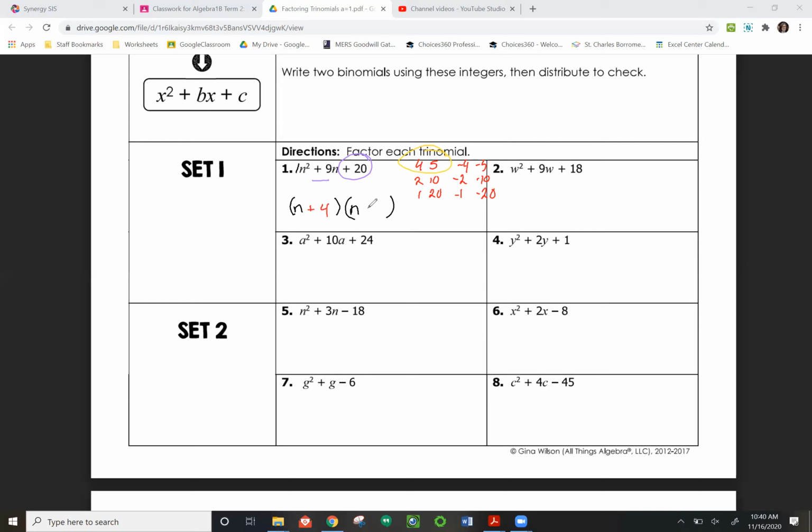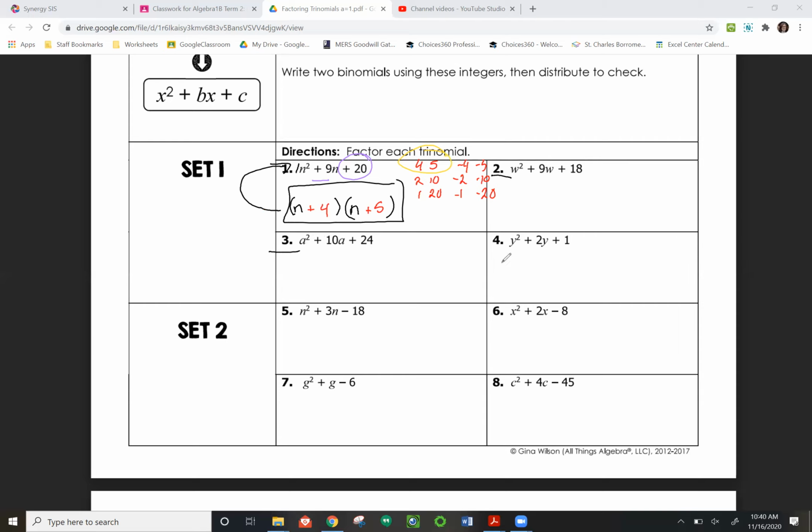Plus 4, plus 5. And that's it. So as always, you can check your answer by distributing. Check if you distribute these two binomials, if you distribute that binomial, will it give you, when you simplify, that initial expression? All right, let's see, I'm gonna do number 4, and I'm gonna leave 2 and 3 for you. So you do 2 and 3, and I'm gonna do number 4.